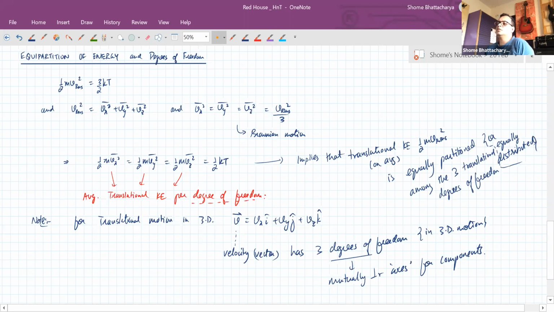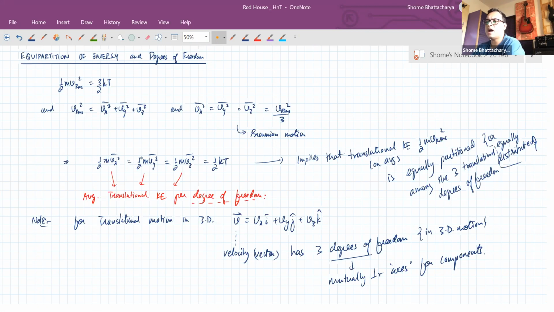And that is basically part of the law of equipartition of energy. That is part of the concept of equipartition of energy. Because the average translational kinetic energy per molecule is 3 by 2 kT, and because we know that from statistical averaging and Brownian motion, V RMS square is equal to 3 times Vx squares average, or 3 times Vy squares average, or 3 times Vz squares average.